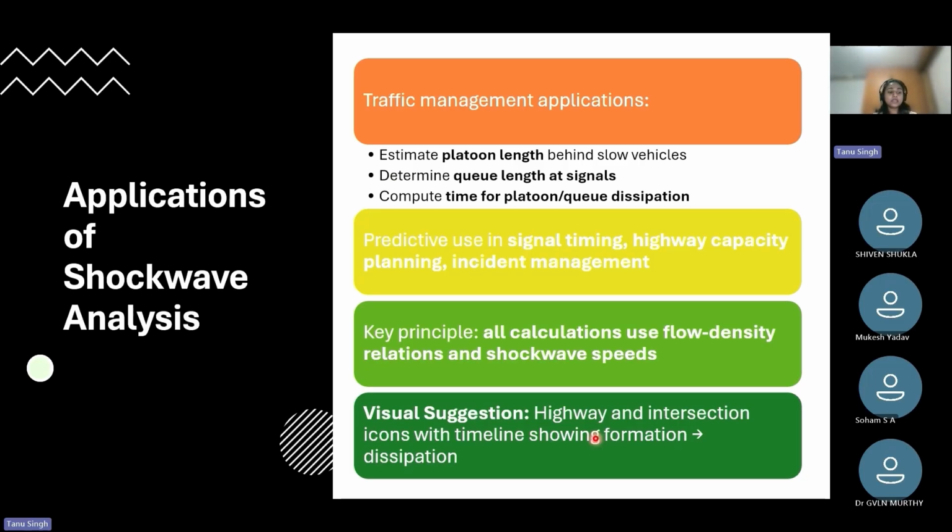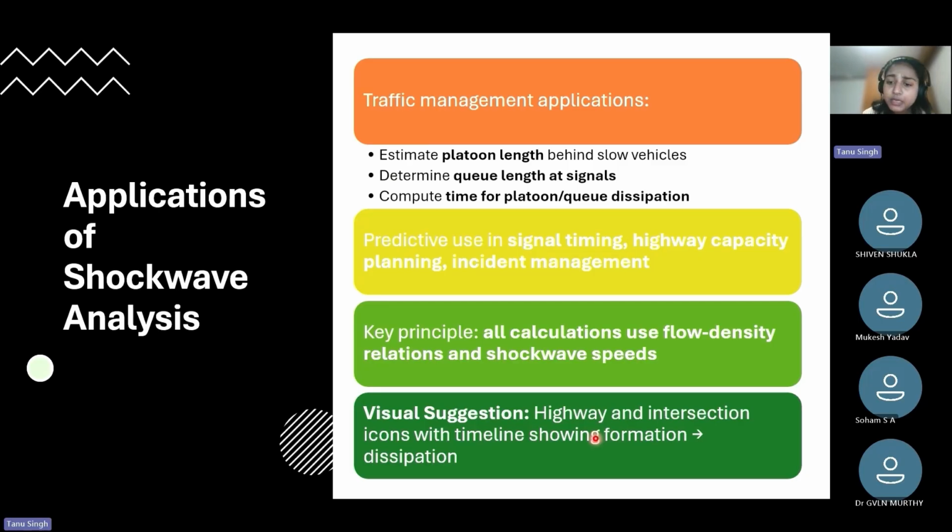If any incident happens, for example, instead of the truck, if some incident has happened, then in that condition also there will be no vehicle. We can see the empty road condition when some incident has happened, or for example there is snow on the road, or the road has been dismantled, and in those conditions, how to manage, how to dissipate the queue. For that condition, we need the shockwave analysis.